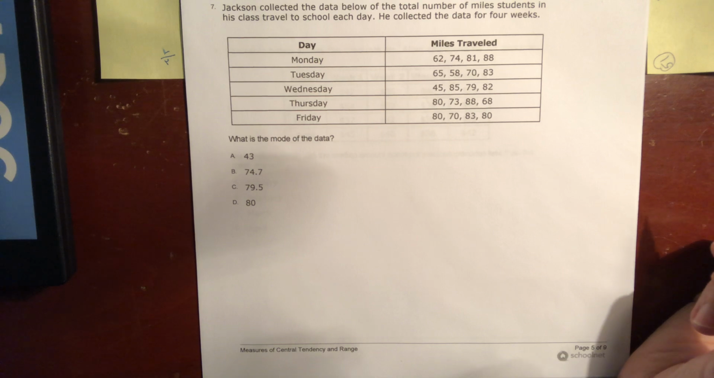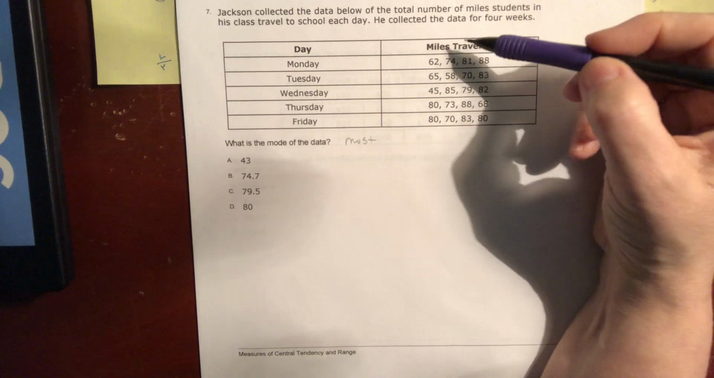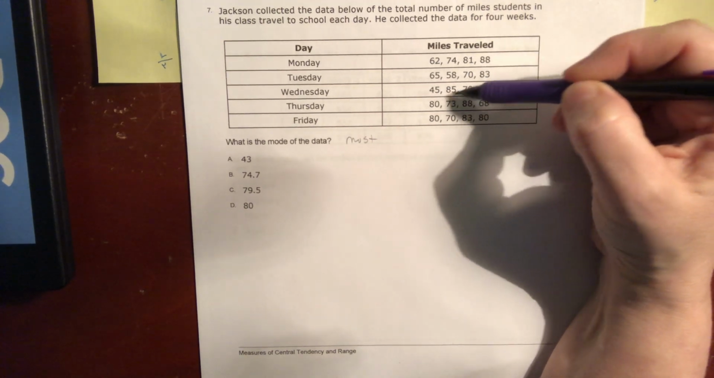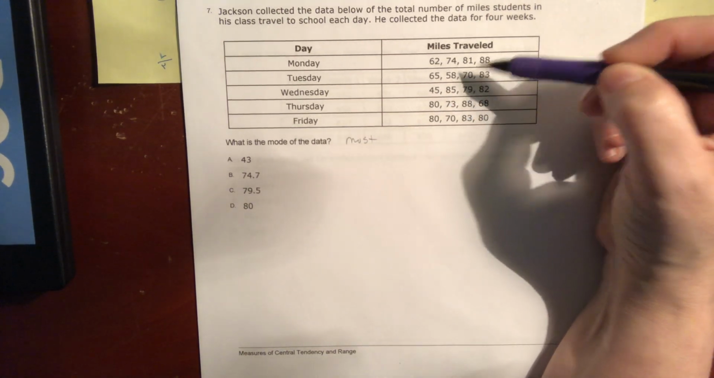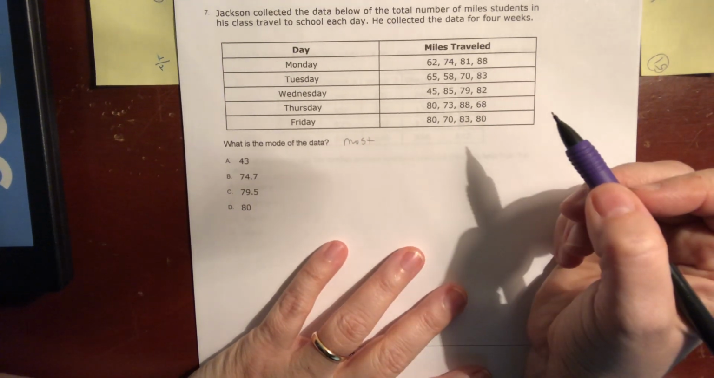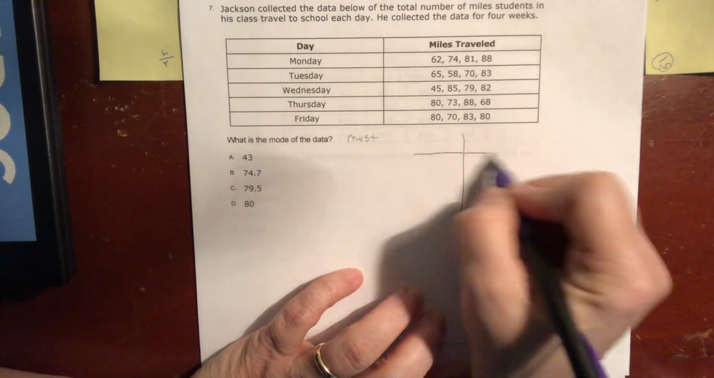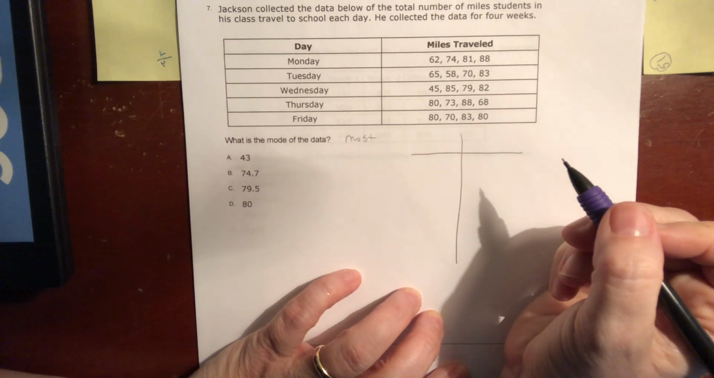All right, Jackson collected the data below of the total number of miles students in his class travel to school each day. He collected the data for all 4 weeks. What is the mode of the data? So mode is the one that happens the most. So 62, let's see, it kind of looks like 80 happens a lot. You have 3 80s. Actually, the best way to do this is to do a tree.